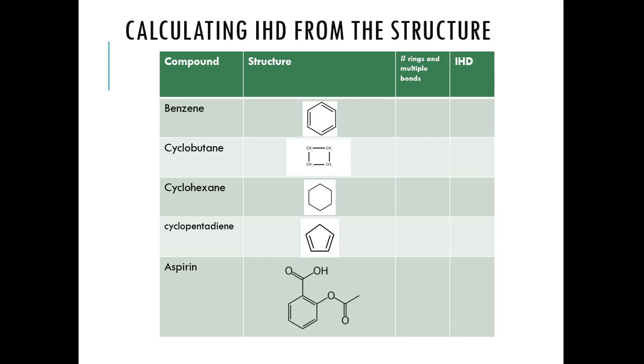Cyclobutane, just 1 ring, so 1 and 1. Same with cyclohexane. Cyclopentadiene has 1 ring and 2 double bonds, and then aspirin presents a really nice challenge. You don't have to use the skeletal structure to figure out the IHD, but then you can figure out the formula and double check your work, which is kind of a nice challenge using the skeletal structure. Okay, so this is pretty straightforward. It's really just counting at this point. Going back the other way is a little more challenging.